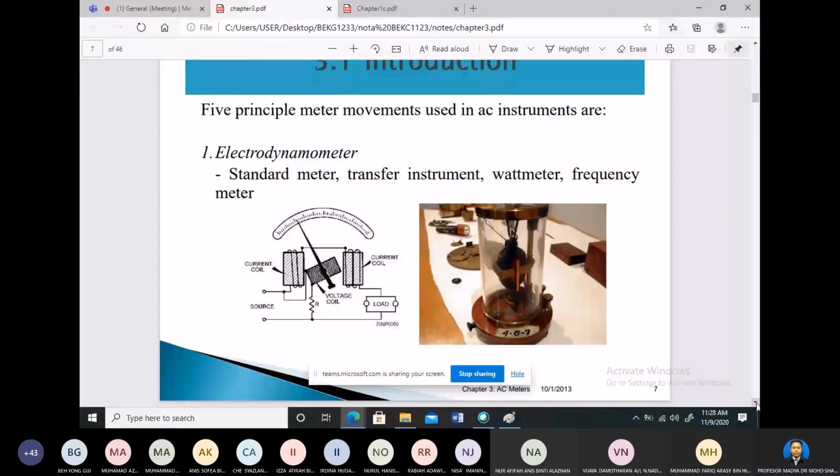I'm not sure, in FK also we don't have the electrodynamometer. I'm sure FK people also do not have the electrodynamometer. So this is, I think, an old version. But we still have to know the 5 principal meter movements for AC. One of the AC meter movements is the electrodynamometer. This is how to measure AC, AC current or AC voltage.